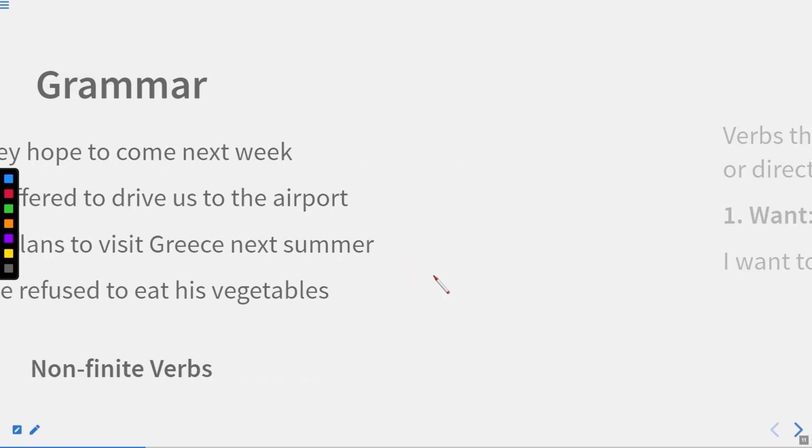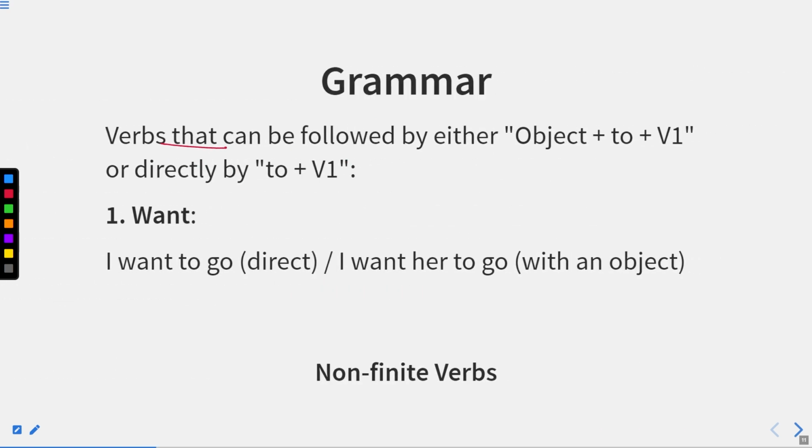His vegetables. Verbs that can be followed by either object plus to plus verb 1 or directly by to plus verb 1. So it can also happen that we have some verbs after which we can have both the structures, or either of the two structures. For example, I want to go. This is direct. I also can say I want her to go.